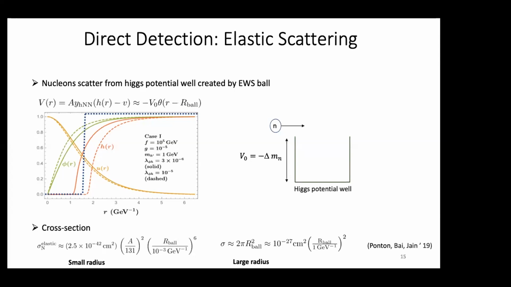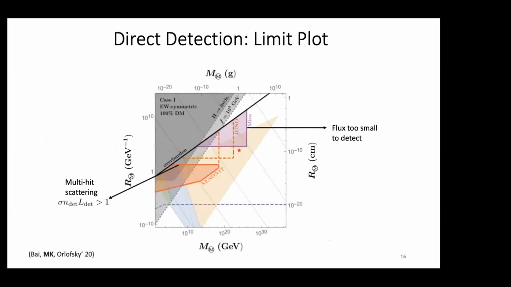Now, given this kind of setup, you can calculate the scattering cross section. It's basically like a quantum mechanical scattering that we do, and you can calculate the elastic scattering cross section. At large radius, this just becomes a geometric limit. So you can see what the numbers are here. These are the numbers which you can actually probe in your detector. So here is the limit plot.